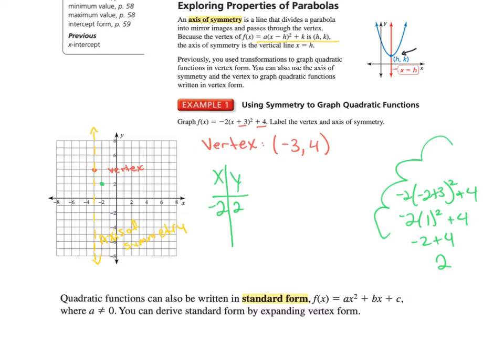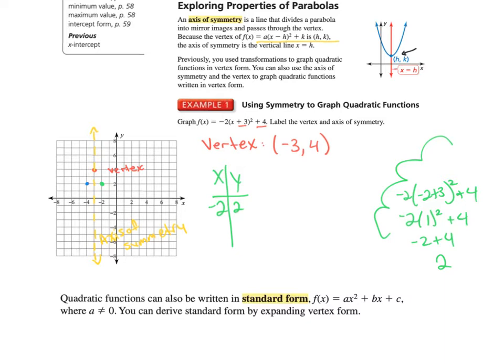Now we're going to use symmetry. Since our parabola is symmetric, from the axis of symmetry to this point is 1 unit. So we can reflect this over the line and plot the other side of that parabola right there without even having to do any other math.